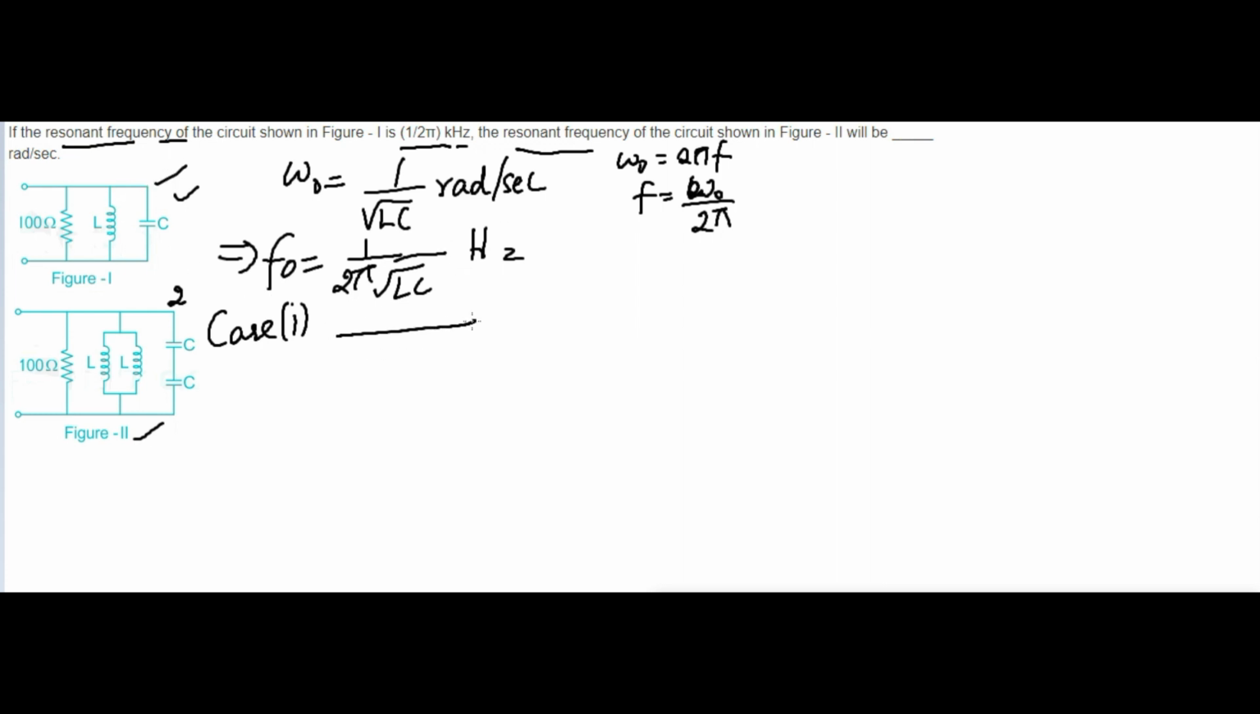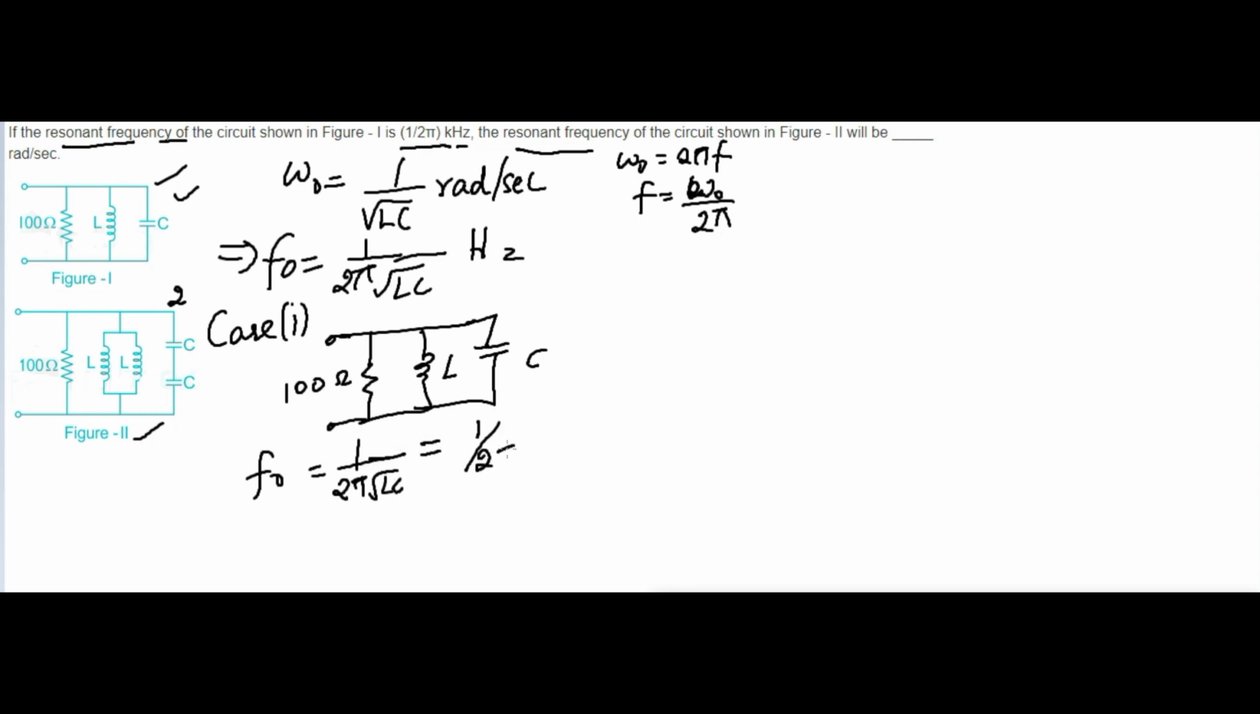In the first figure, we have a small resistor of 100 ohm with two ports available, then an inductor L, and then a capacitor. From this, the resonance frequency is given by f naught equal to 1 divided by 2 pi root LC. They have given us 1 by 2 pi hertz, so I can cancel 1 by 2 pi with 1 by 2 pi. So automatically f naught is equal to 1 divided by root LC.